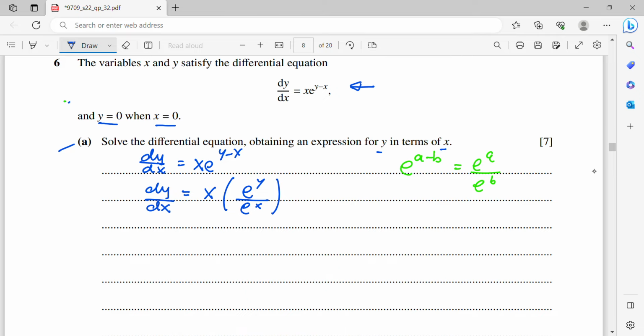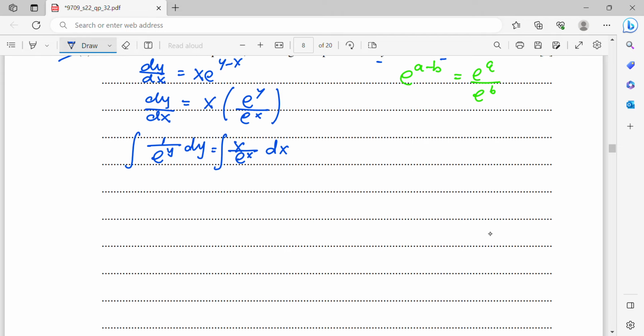Keep all the y on the left hand side, which means I need to move the e^y to the left hand side. I will get 1 over e^y dy. Then I have to move my dx to the right hand side. I will get x over e^x dx. Then integrate both sides. Now your e^y and e^x are the denominators, so better to move up first before we integrate. When I move up, I will get the integral of e^(-y) dy, and on the right hand side the integral of x e^(-x) dx.